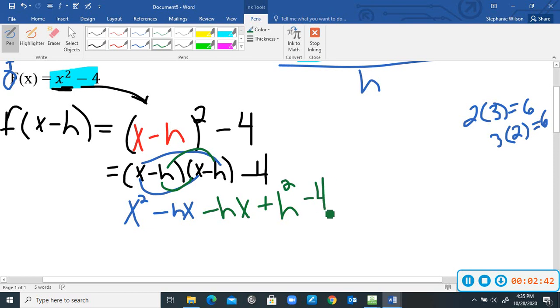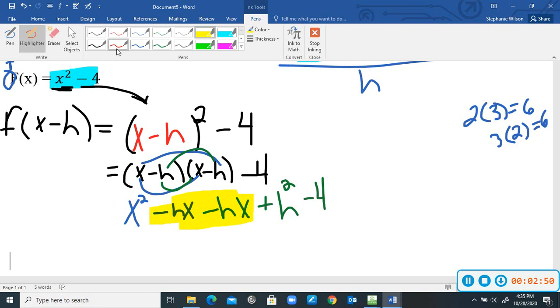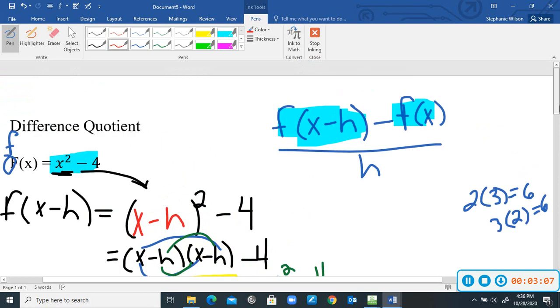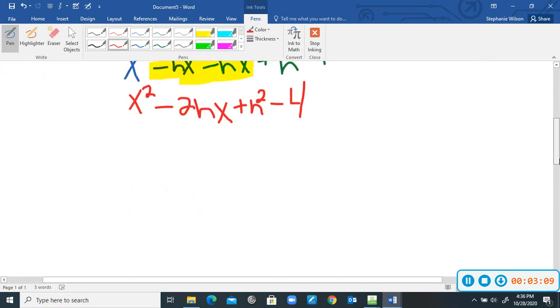So now we just need to clean this up, right? And I see here that I have this negative hx minus negative hx. I can combine those two because they're alike. So I got x squared minus 2hx plus h squared minus 4. So now we know what the f of x minus h is. So now we can put it all together.